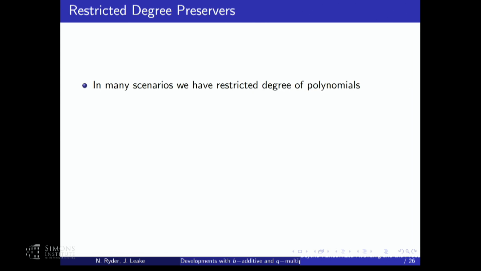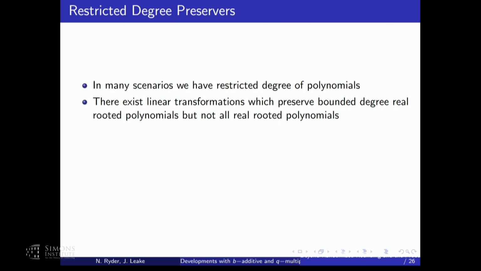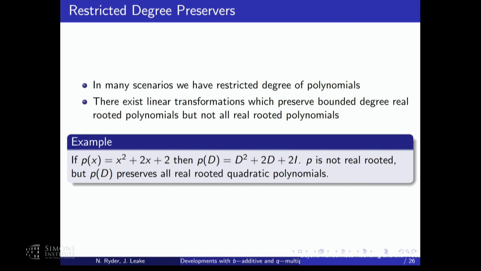OK, so that talks about the unbounded linear operator case. What about the bounded linear operator case? So why would we study the bounded linear operator case? Well, the set of linear transformations which preserves bounded degree is going to be larger than the set of transformations which preserves all unbounded degree. And often in applications, when I've encoded my combinatorial object, I'm interested in studying polynomials of bounded degree. So this gives us more flexibility.